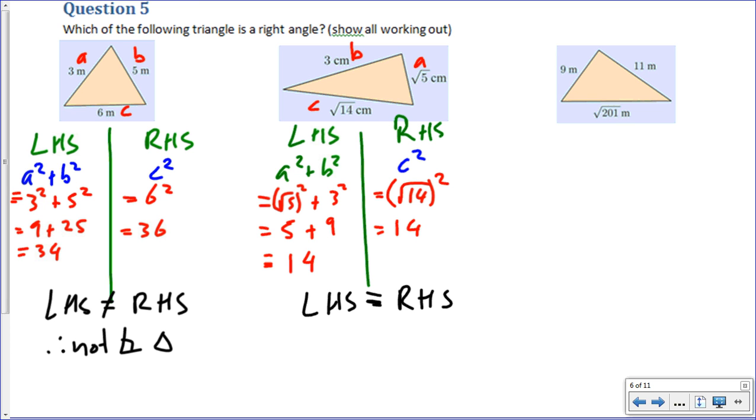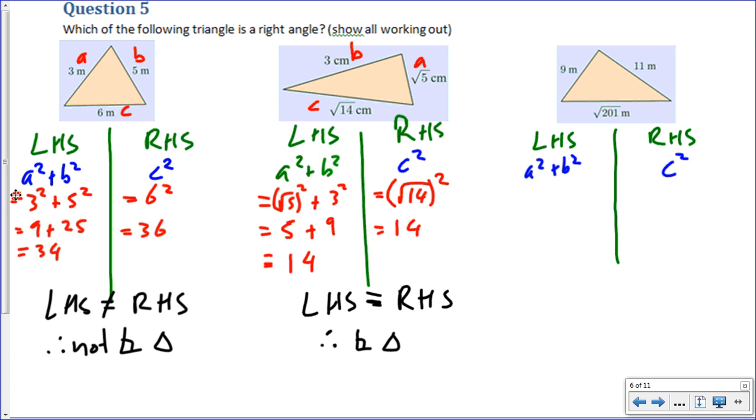So the left hand side equals the right hand side. If the left hand side is equal to the right hand side, therefore we've got a right angle triangle. The third one of these, we've got left hand side, right hand side, and a squared plus b squared is my left hand side, and right hand side is c squared.